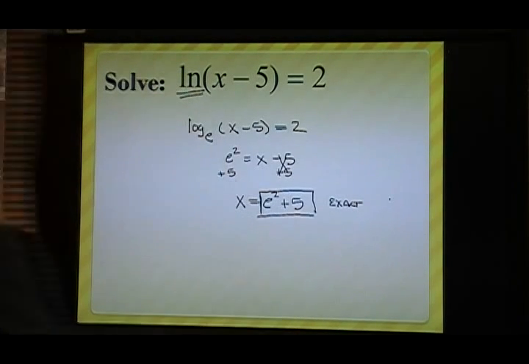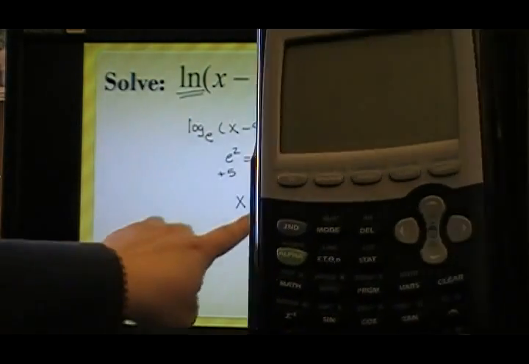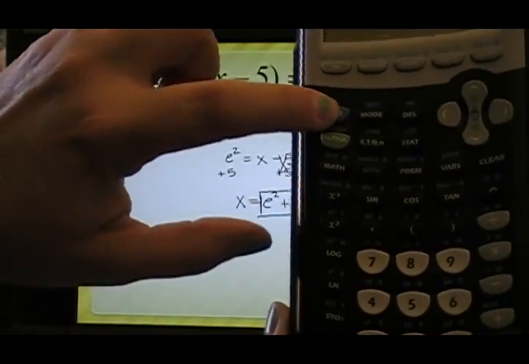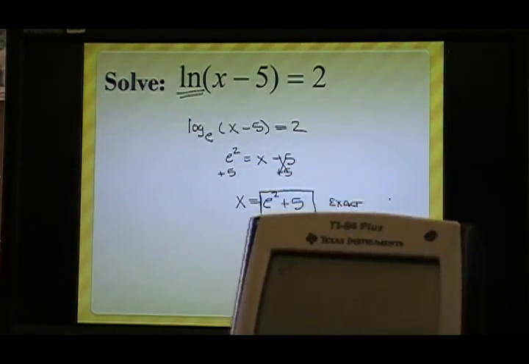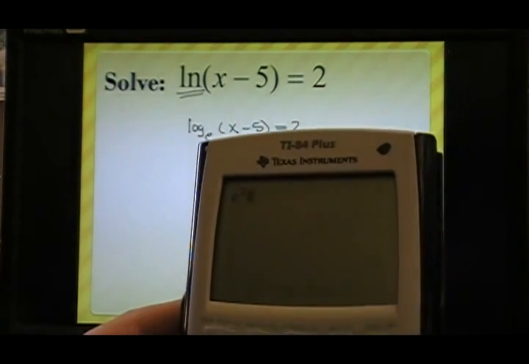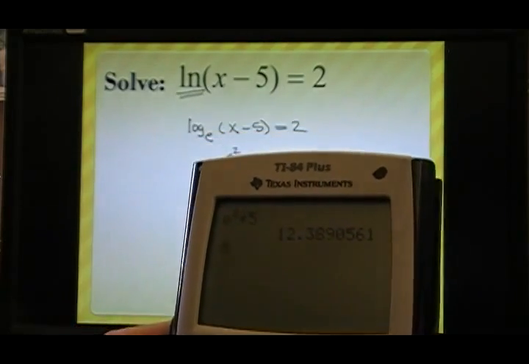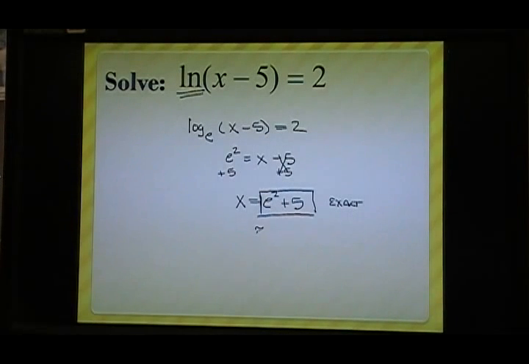But verifying, or I'm sorry, not verifying, but estimating. For most calculators, your e button, remember, is above the ln. So in mine, it is. If I hit my second and my ln, then I get e, and I can type in my 2, e squared plus 5. I see that that's approximately 12.389, if I round that to the nearest thousandth. So that is approximately 12.389.